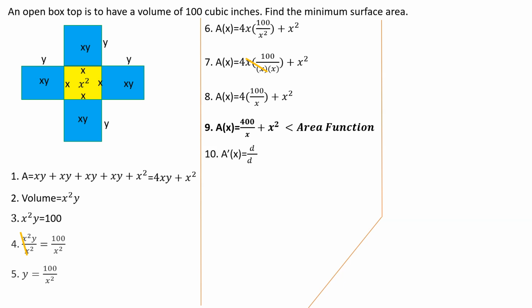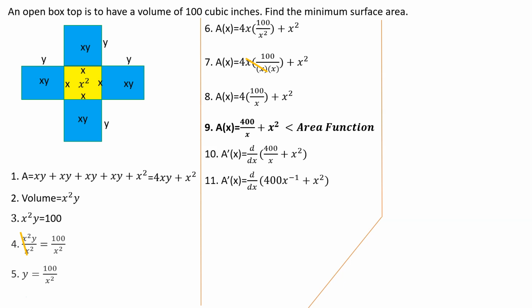A prime of x equals dy dx, or just d over dx, of 400x plus x squared, the way you see it. I'm going to differentiate the expression on the right side. Let's rewrite it though first. I'm going to have A prime of x equals d over dx, and then I'm going to write it as 400x to the negative first plus x squared.